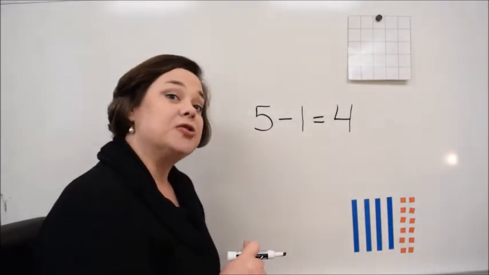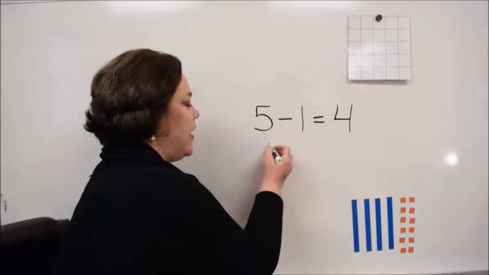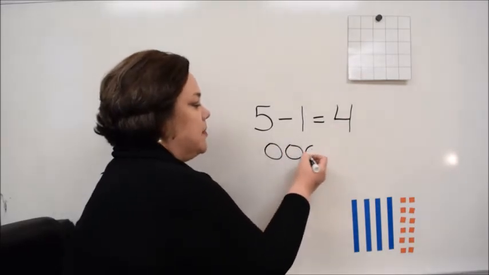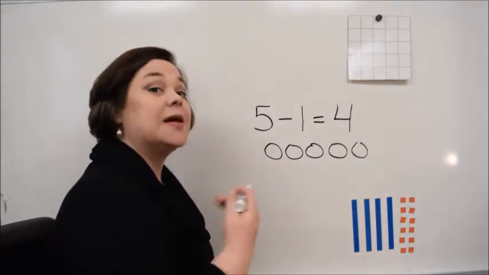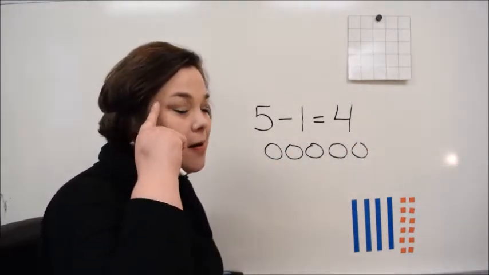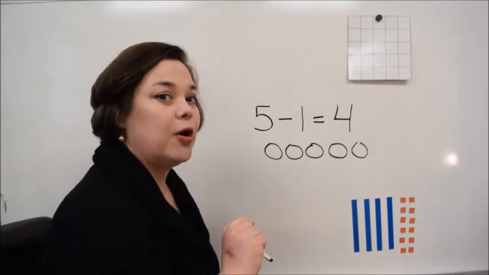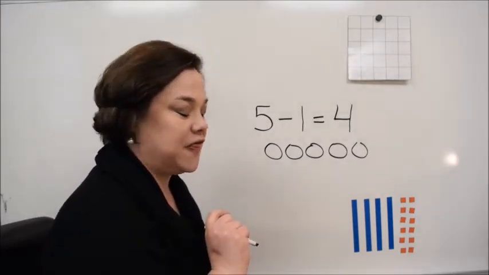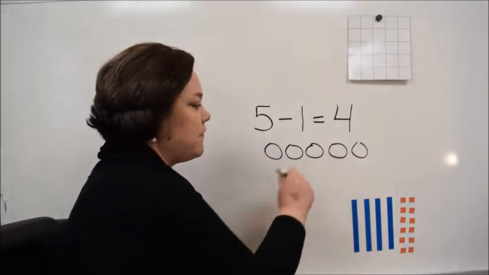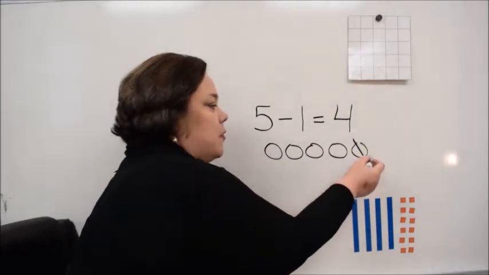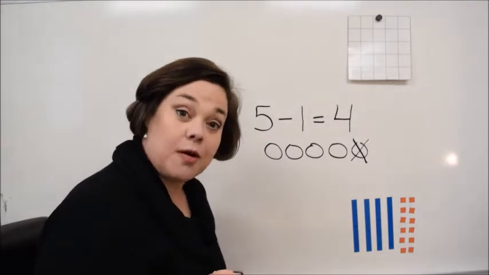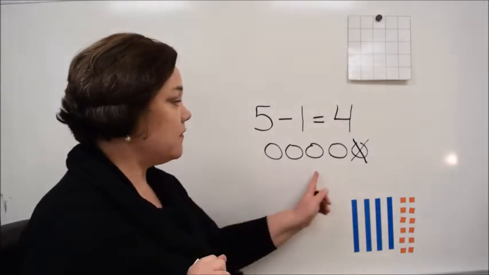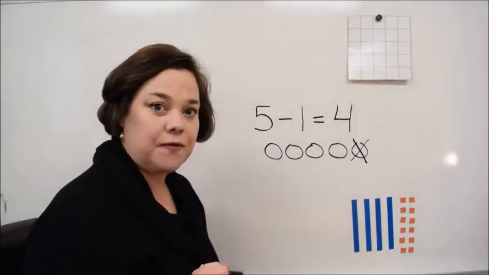I can draw a picture of this. I can draw 5 apples. Now, my picture isn't really important. What's important is my thinking. The picture is a tool to help me with my thinking. So I had 5. I took one away because I ate it, and now I have 4 left. 5 minus 1 equals 4.